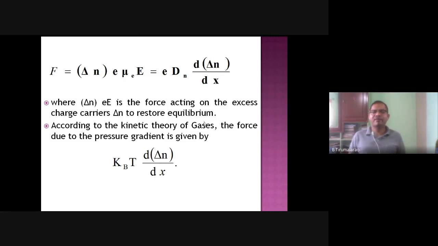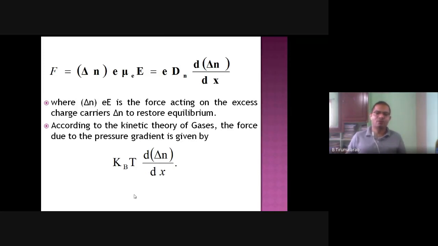According to the kinetic theory of gases, the force due to the pressure gradient is given by F equal to kB T dN/dx. Here kB is the Boltzmann constant, T is the temperature in Kelvin of the gas molecules, N is the concentration of the gas molecules, and x is the gas molecules' motion along the x-axis, that is the variation in position, dx.